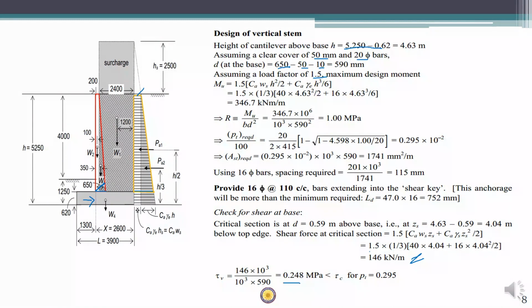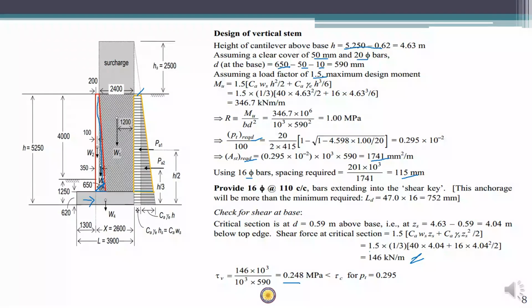Once we get the shear force, we can calculate the nominal shear value and compare it with the tau c value. Once we have the Mu value, you can calculate AST required and PT required. Once you have the AST required value, you can calculate the spacing. So here we started with the assumption of 20 mm bars. However, we see that the total reinforcement required is very less, so we try to use the 16 mm bars only. When we use 16 mm bars, the spacing is 115 millimeters, which means that we will provide 16 mm bars at 110 center to center distance. So this is actually the vertical reinforcement which is to be provided on the inner side of the stem.